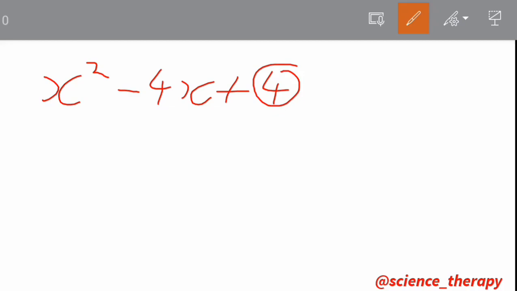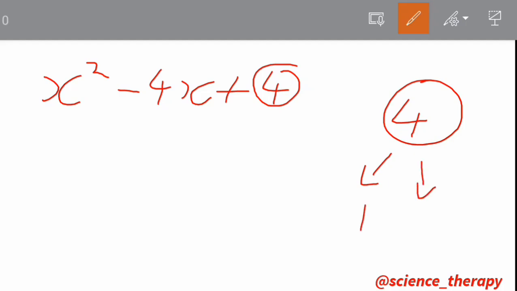Now let's try to solve a trinomial. We have x squared minus 4x plus 4. Now how do we solve trinomials? We look at the last term, right? And now we're going to try to come up with the factors of the last term. So this is 4. What are factors of 4? That's 1, 2, and 4. Remember, we said factors are numbers that can go into a particular number and leave no remainder. So 1 can go into 4 and leave no remainder. 2 can go into 4 and leave no remainder. 4 can go into 4 and leave no remainder.